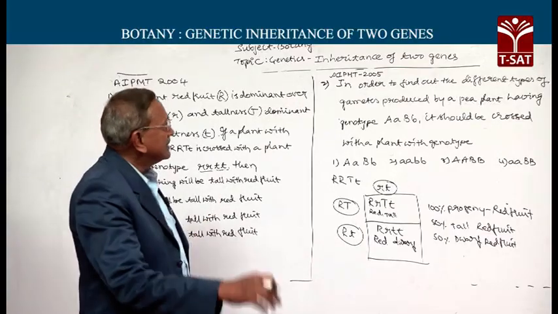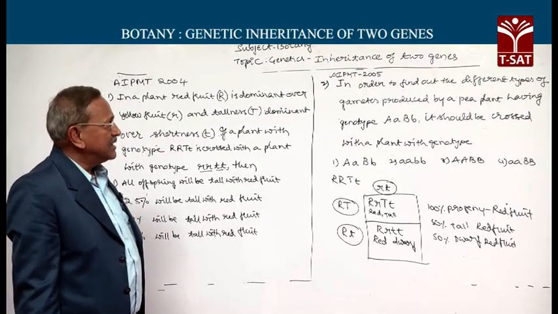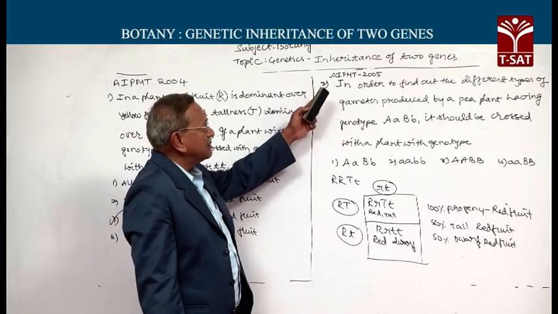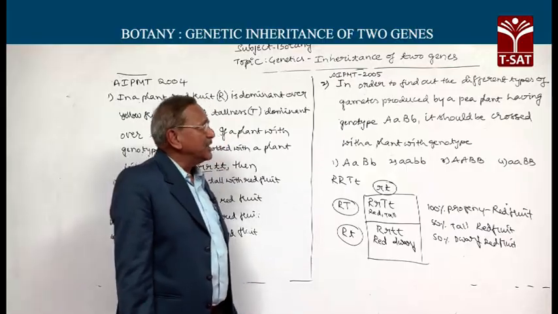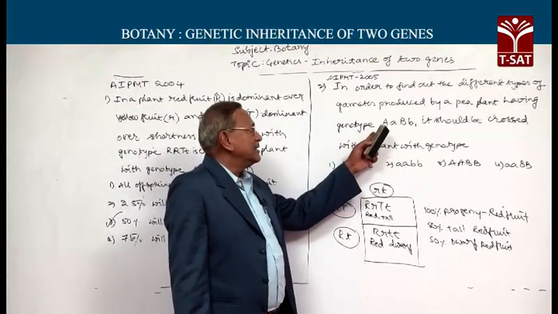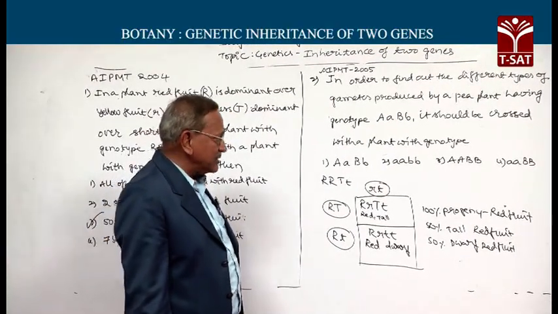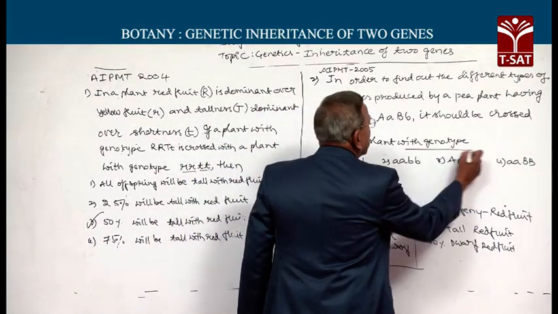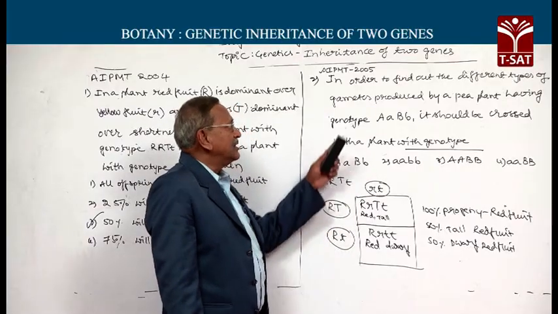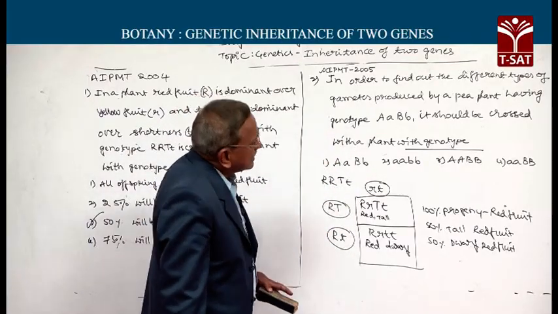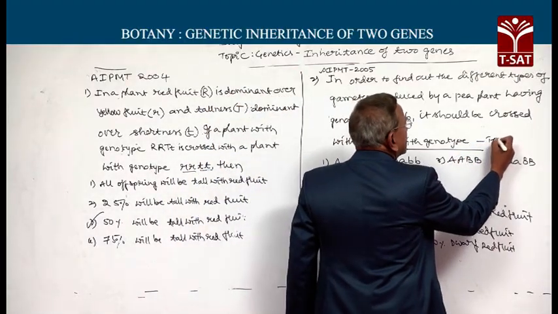Now let us consider the second question given in the 2005 EAPMT examination. This is the question given in the exam: in order to find out the different types of gametes produced by a pea plant having genotype capital A, small a, capital B, small b, it should be crossed with a plant with which genotype? Crossing with which genotype will reveal the genetic constitution of the individual? Then we should go for a test cross.